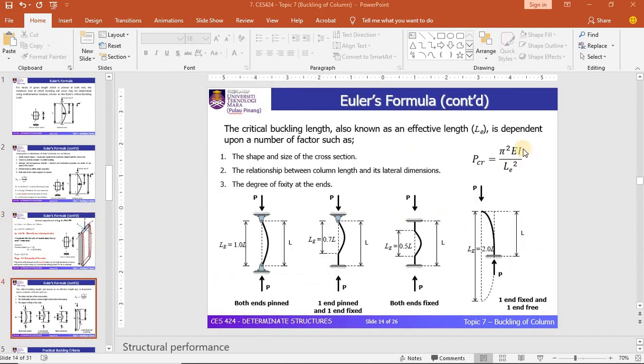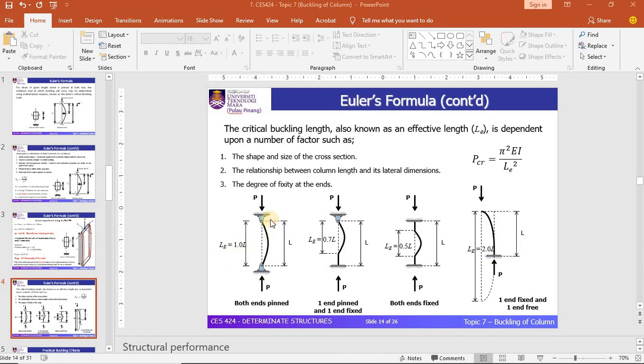Besides the I value, LE, which is the effective length, or sometimes called the critical buckling length, also influences the value of the buckling load. LE is different based on different support conditions. For instance, for the pin-ended strut or pin-ended column, you can see that LE is equal to 1.0 L.